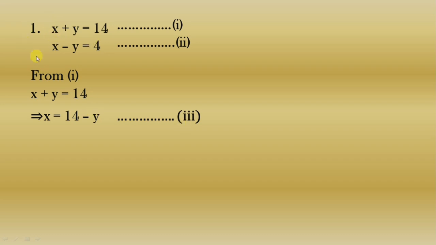I'll repeat. First we'll name the two equations as 1 and 2. You have an independent choice, so I'll take equation 1. From equation 1, x plus y is equal to 14. So from here I get x is equal to 14, and y will come this side as minus y. And I'll mark it as equation number 3.